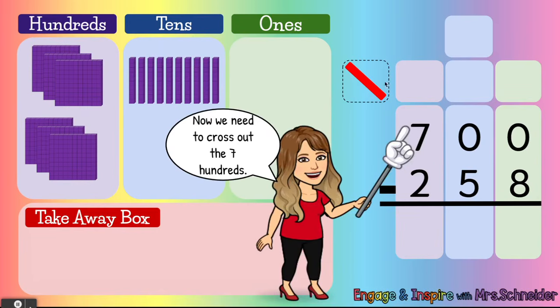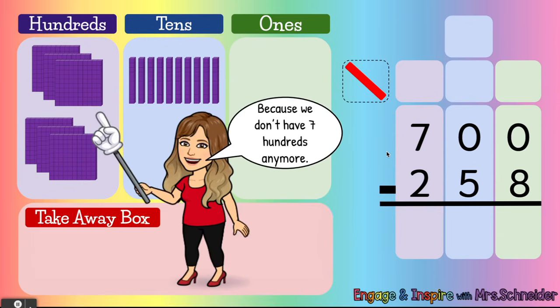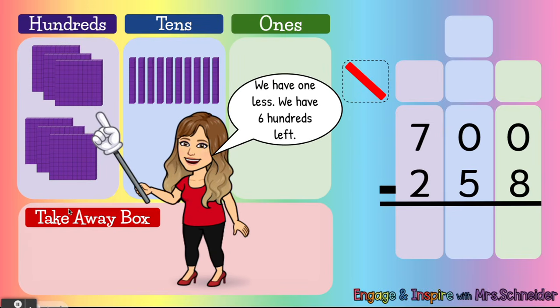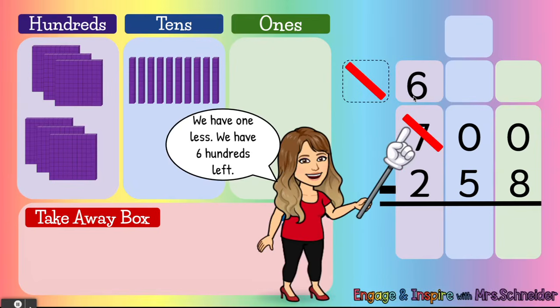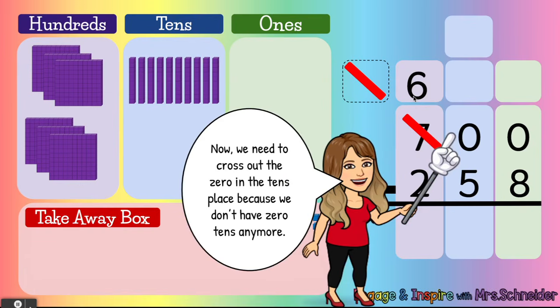All right, so if we look over here at our algorithm, we need to cross out the 700s because we don't have 700s anymore. Look, we took one over here, we regrouped it to the tens place, so we don't have 700s anymore. How many do we have there? We have one less. We have 600s left. So we're going to cross out that 7 and change it to a 6.